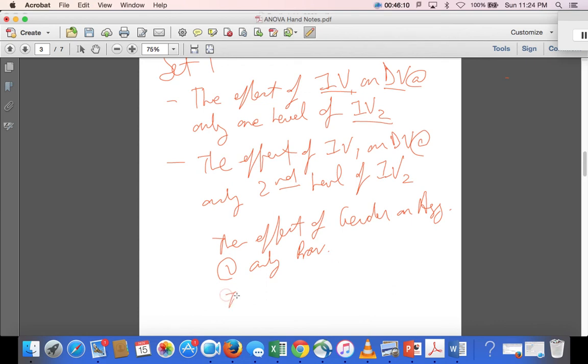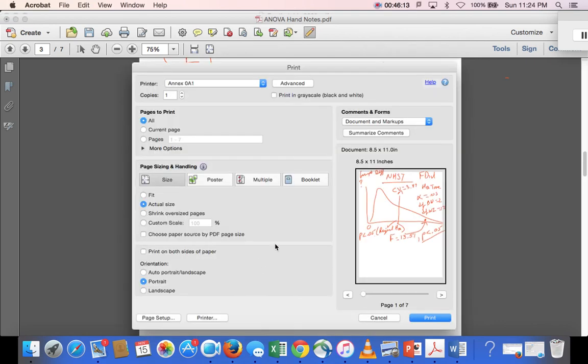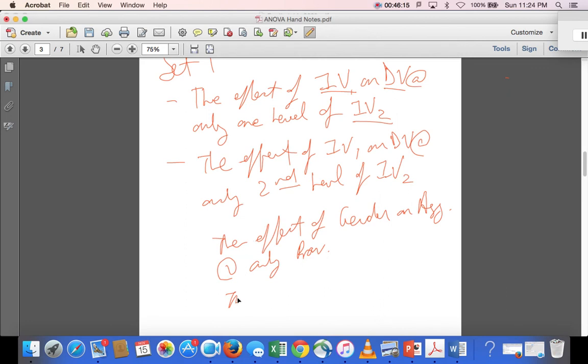My second simple effect would say, the effect of gender on aggression at only not provoked. So there you go. That would be my first set of simple effects.